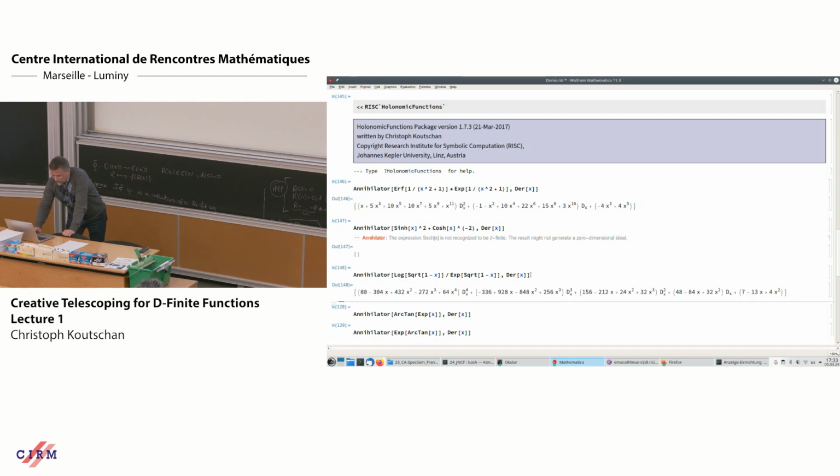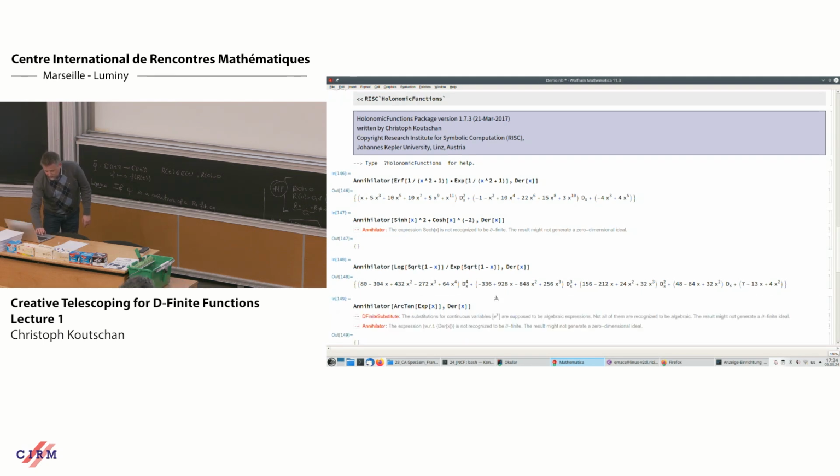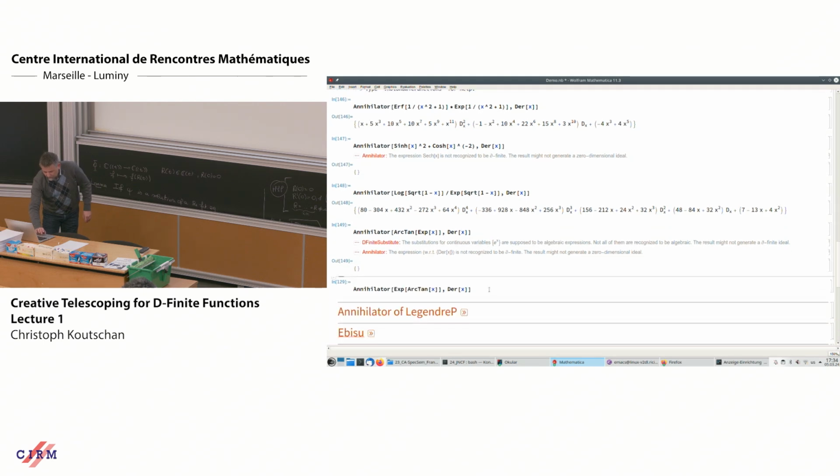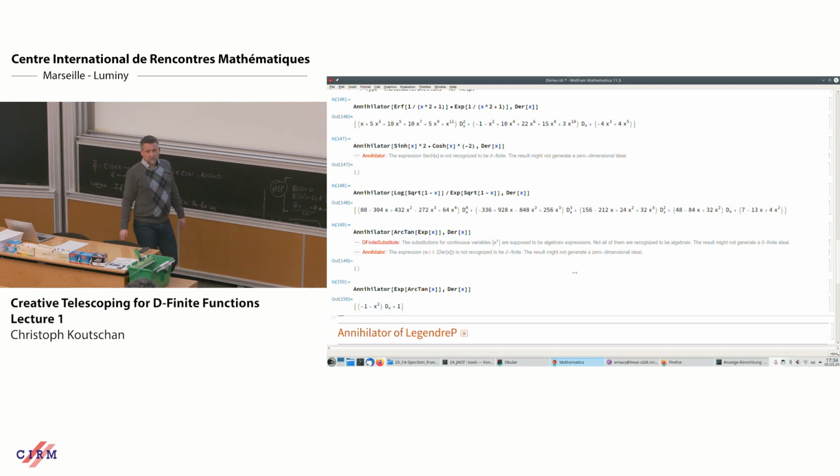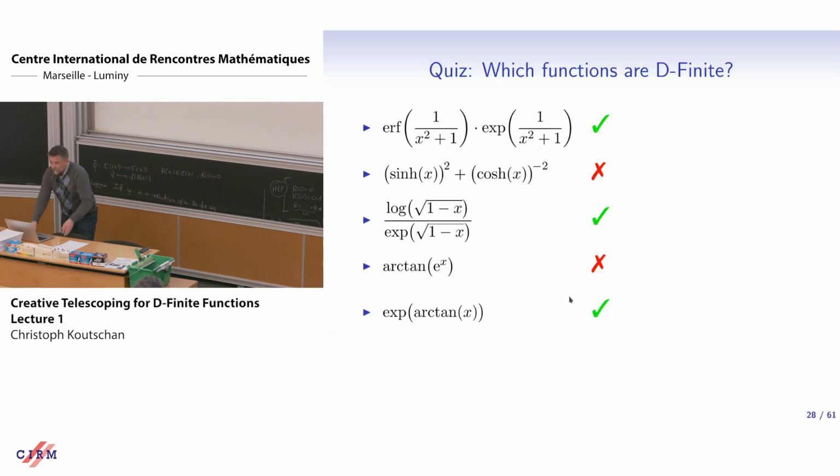Okay, then we had this thing with the log and the square root, and you see here you get a fourth order differential equation. Here we have the arctangent of x. Again, we get an error message, and here I'm proud to show you that this works, and you get actually this simple differential equation. So here the package is not trapped by this seemingly non-D-finite expression.